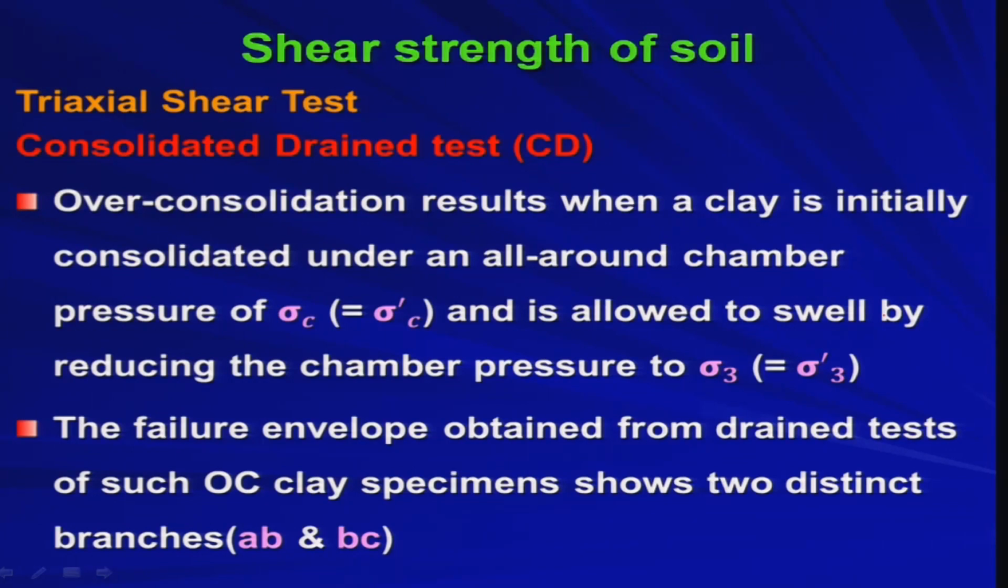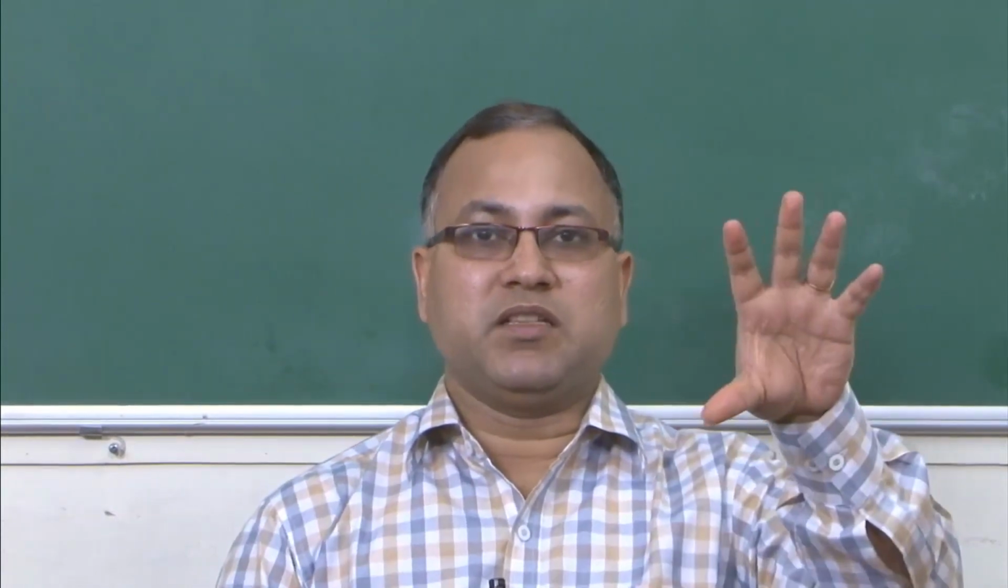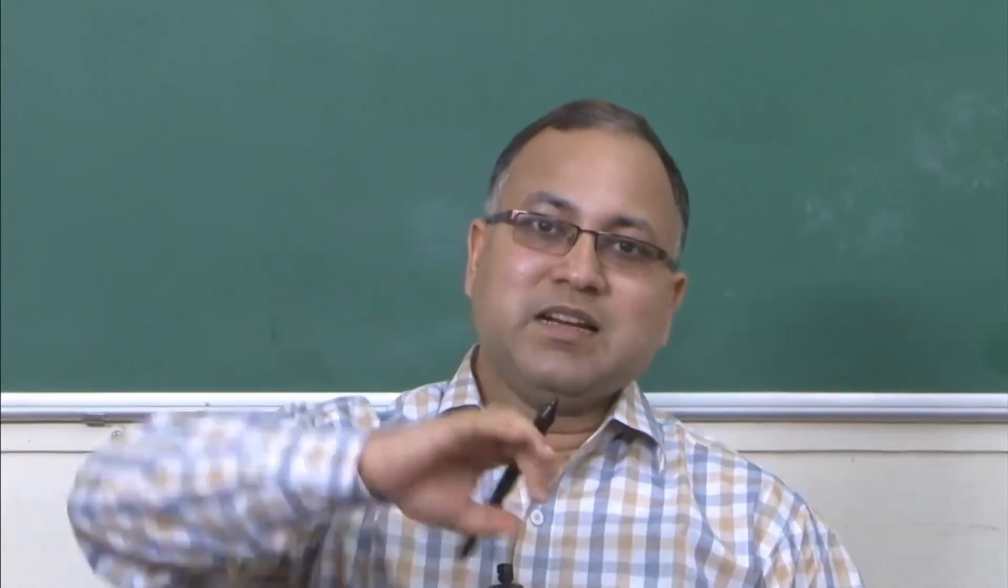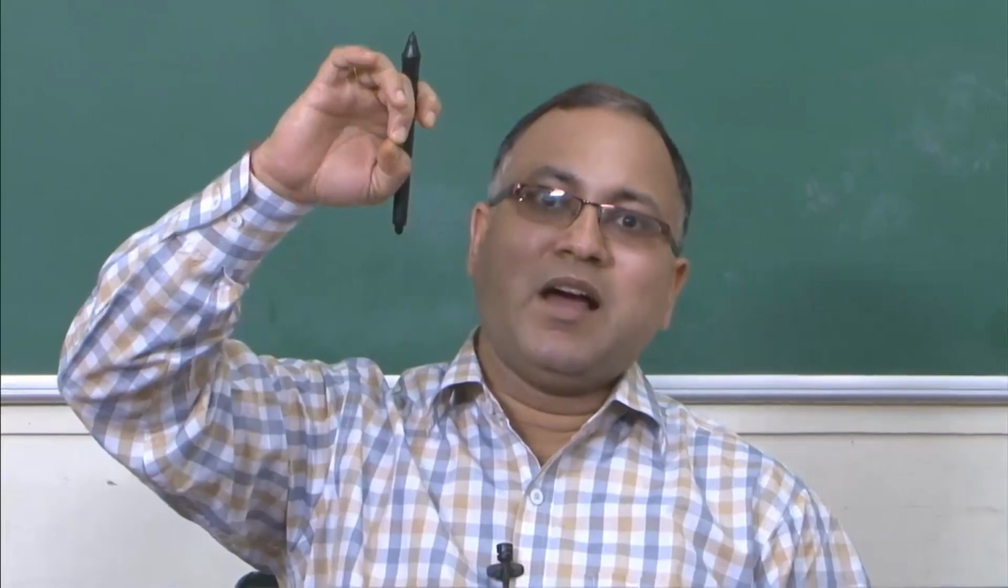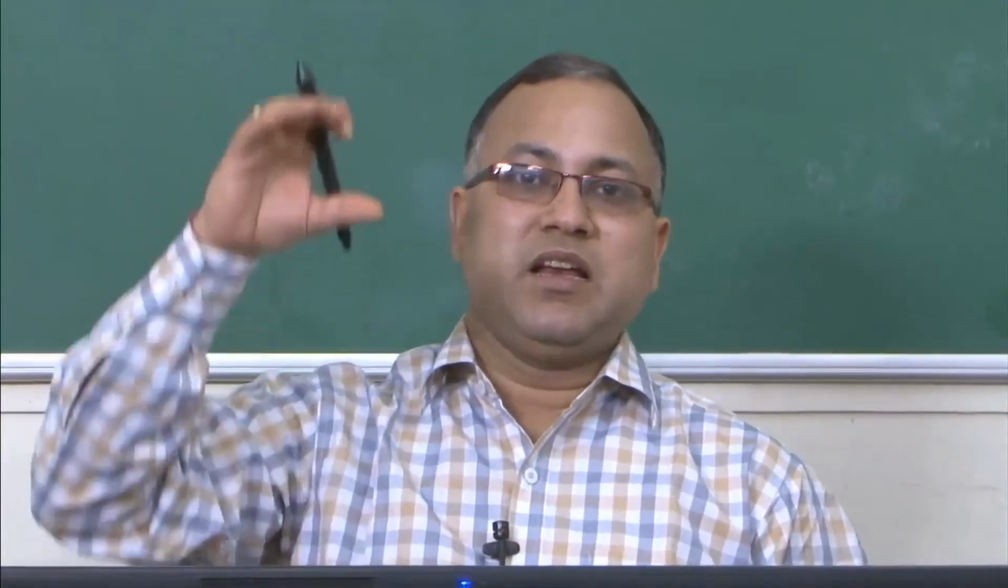Over consolidation results when a clay is initially consolidated under an all round chamber pressure of sigma c and is allowed to swell by reducing the chamber pressure to sigma 3, which is again equal to sigma 3 prime. So, what we are doing here is initially consolidating the soil specimen with an all round chamber pressure of sigma c. We increase the chamber pressure, that is the cell pressure, by an amount sigma c, and with that pressure we consolidate the soil specimen, and then we reduce the chamber pressure from sigma c to sigma 3.